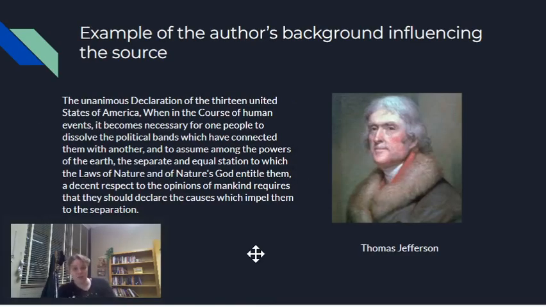An example of evaluating a source that I want to give is this very, very famous piece of history written by Thomas Jefferson. I'm a little irreverent, I call him Tommy J.